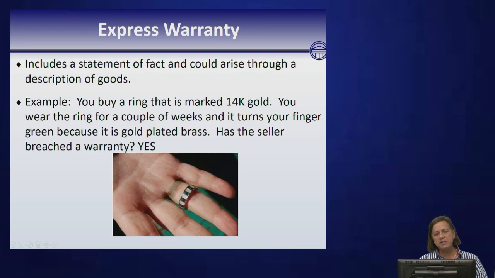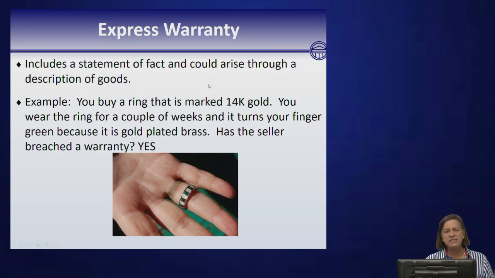Express warranties. An express warranty includes a statement of fact. It can also arise through a description of goods. So here was the example we went over in class. You buy a ring, and it's marked 14 karat gold. You wear the ring for a couple of weeks. It turns your finger green because it's not 14 karat gold. Has the seller breached a warranty to you? And the answer is yes. It's an express warranty. The description of goods.